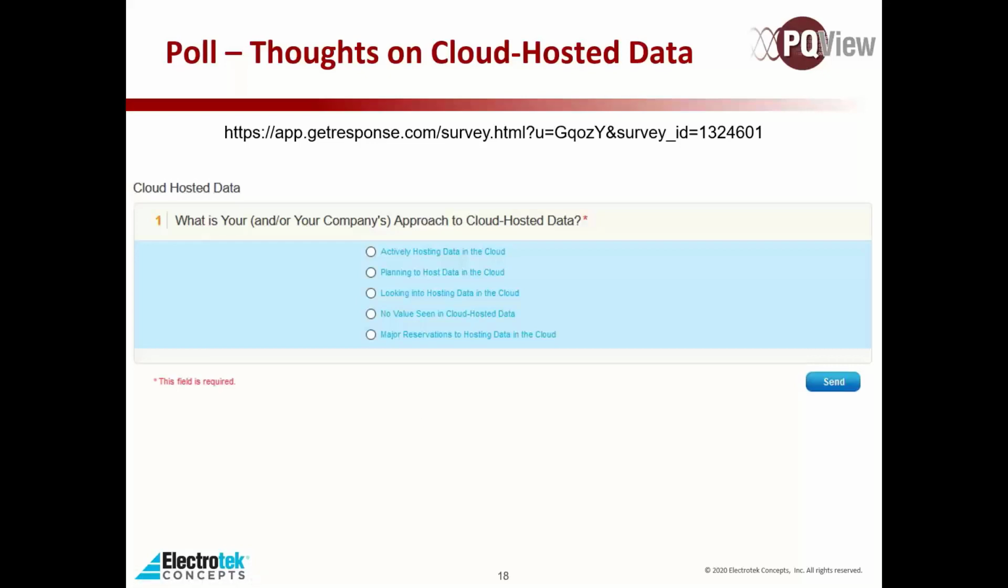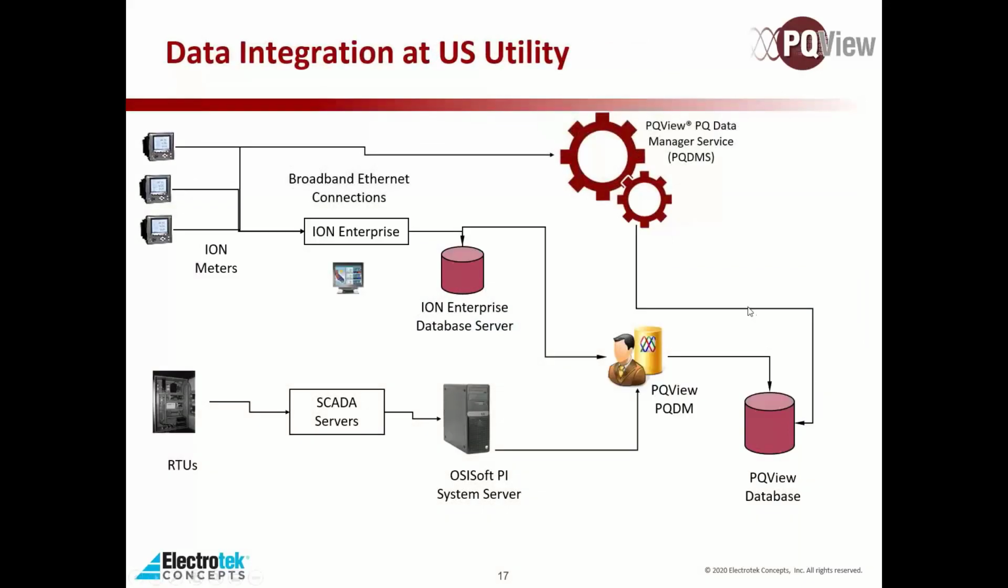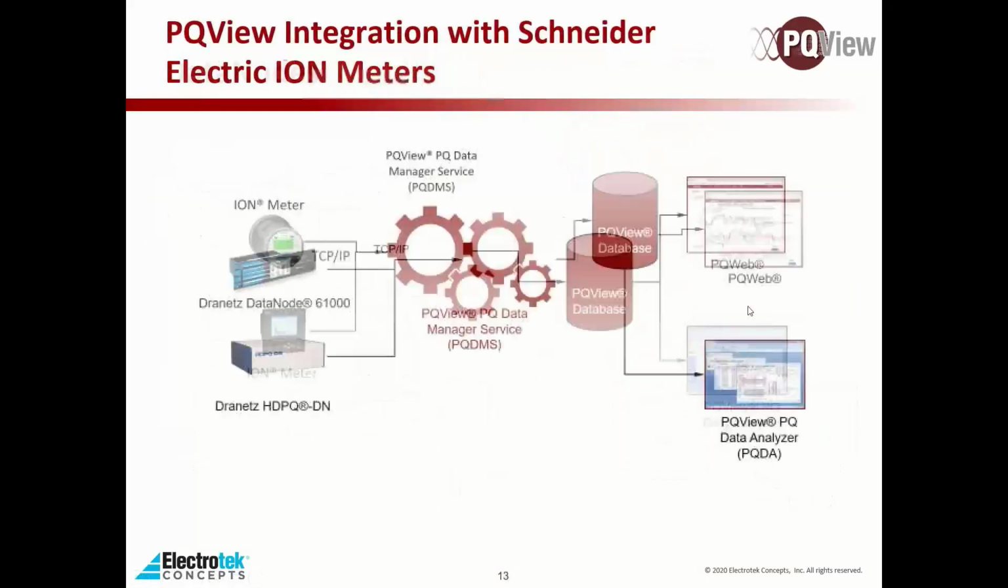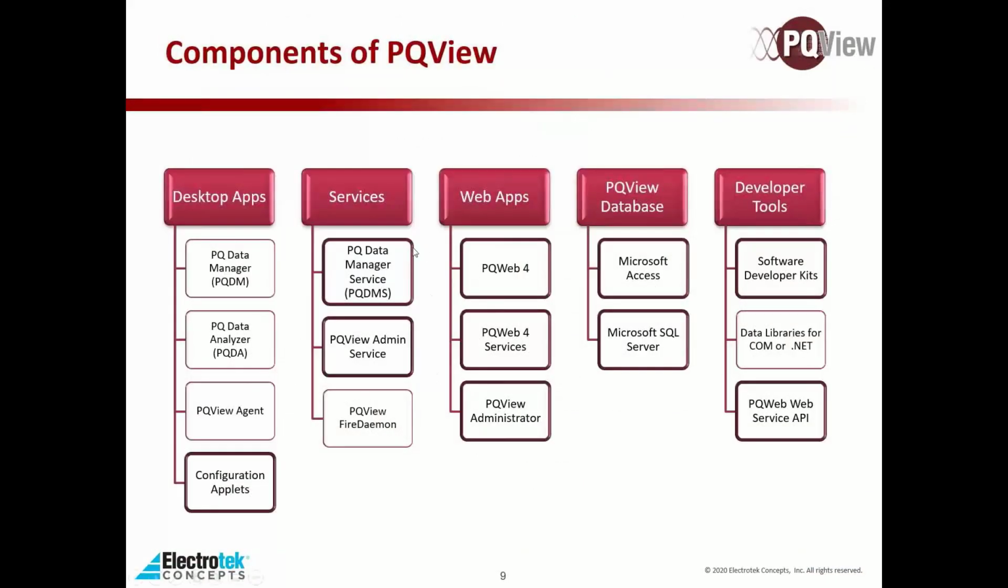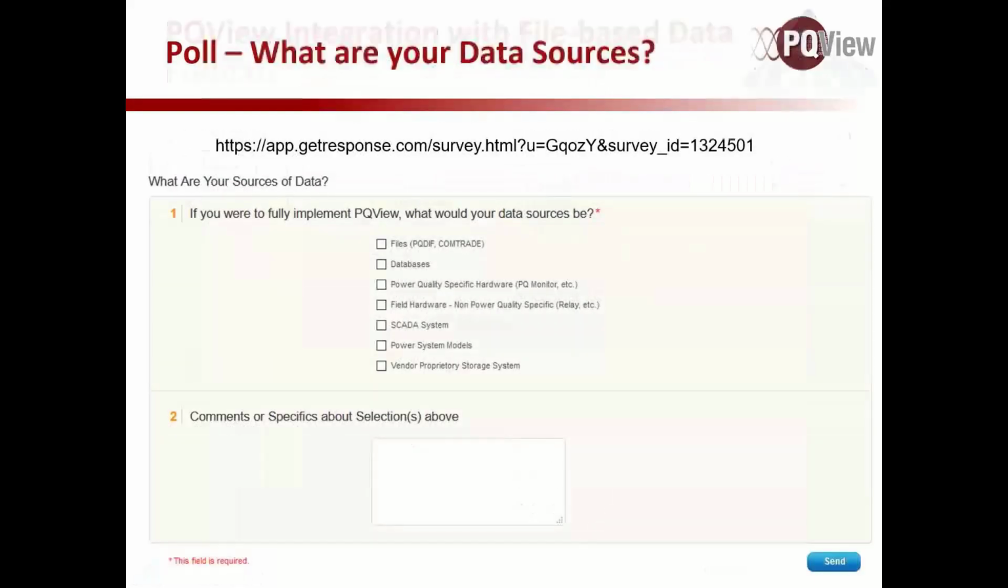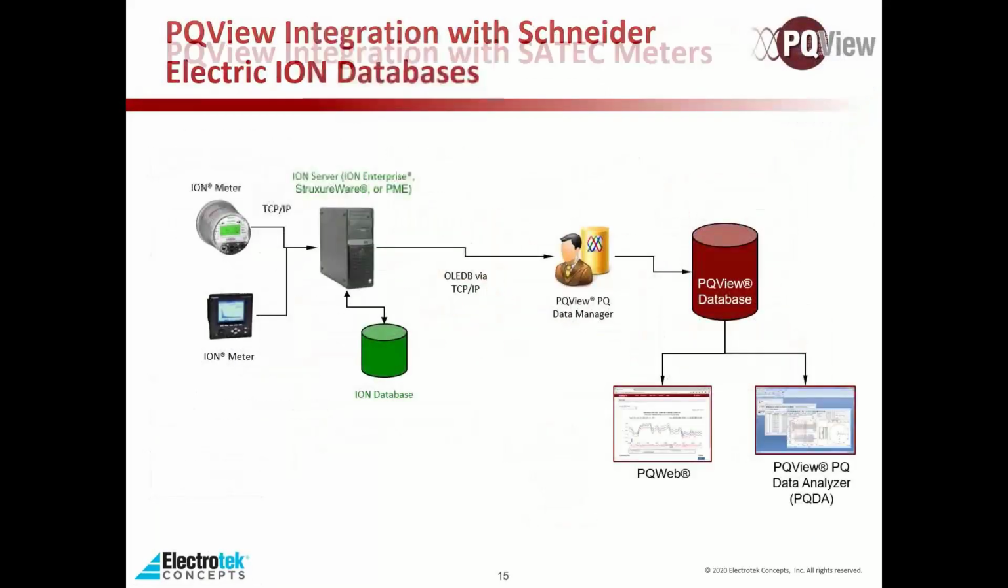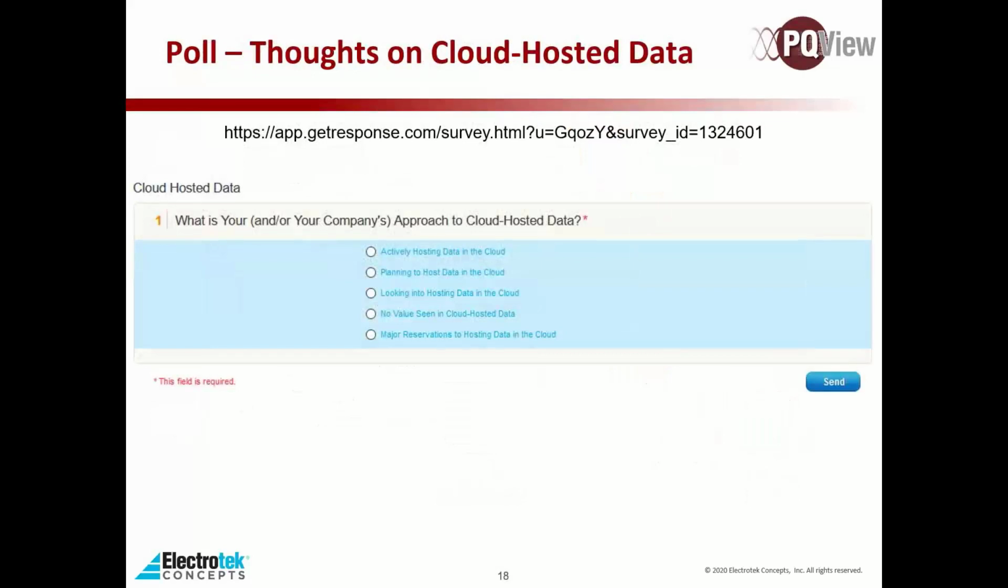There's a question of where PQView is installed physically. PQView is software components, so it's not necessarily installed all in one place. You can install it across multiple machines. You have a PQDMS that can be running on the same server as the admin service, but it doesn't have to be. Both of these are PQView 4. And the database can be on the same server or on another server. We primarily use SQL Server, but we also support Access.